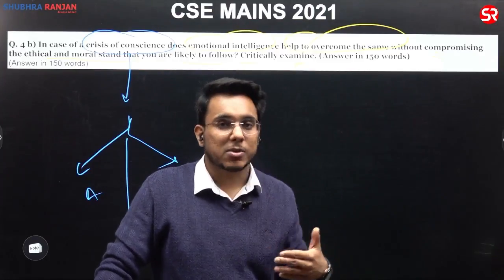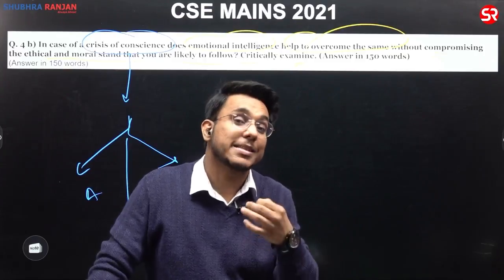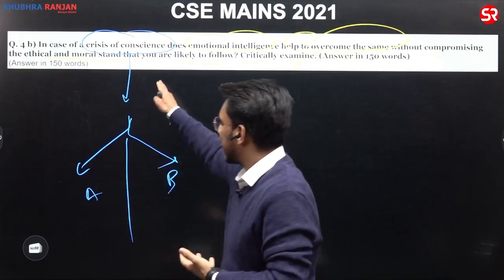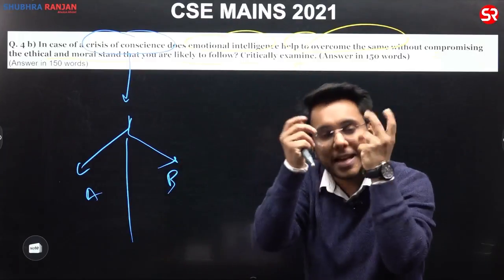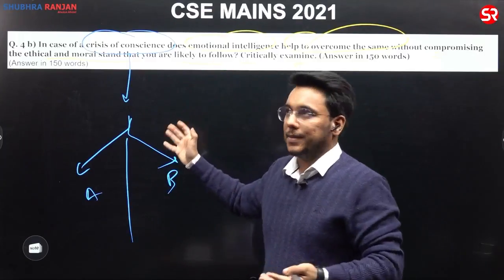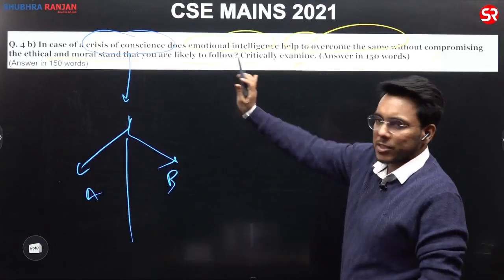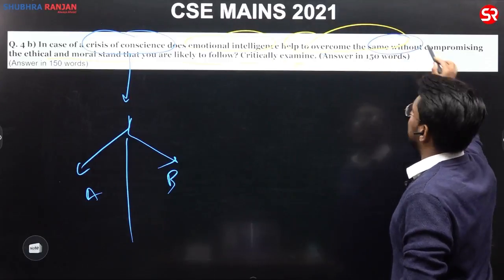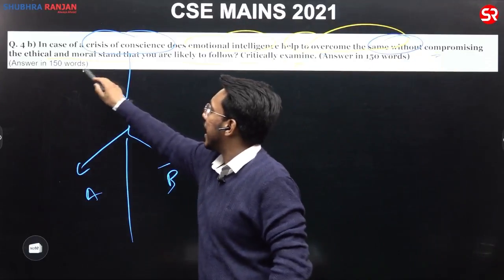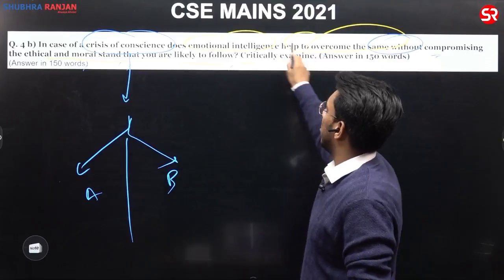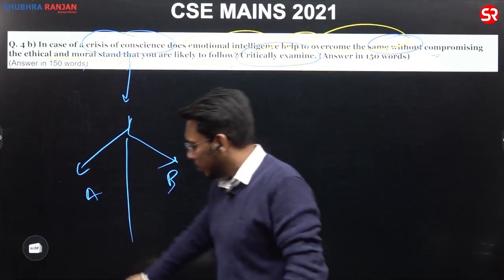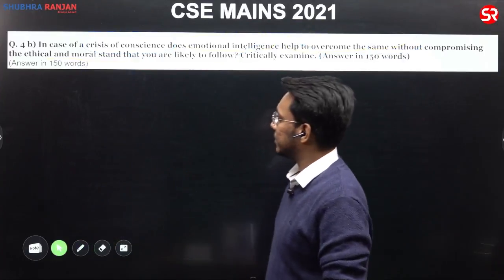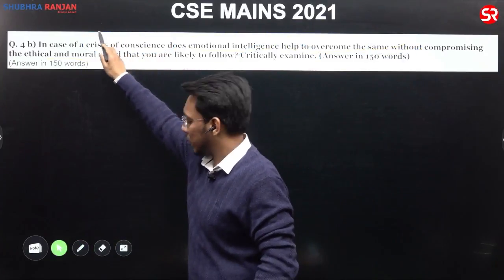So the inner voice or the voice of conscience is called a moral compass, but sometimes this moral compass will not be able to show you the way. So what will happen? A crisis of conscience will happen. You are not able to decide क्या करना है. Now, in case of such crisis of conscience, emotional intelligence can help to overcome the same without compromising the ethical and moral stand that you are likely to follow. Critically examine. So, if you have emotional intelligence, you can resolve this crisis of conscience.